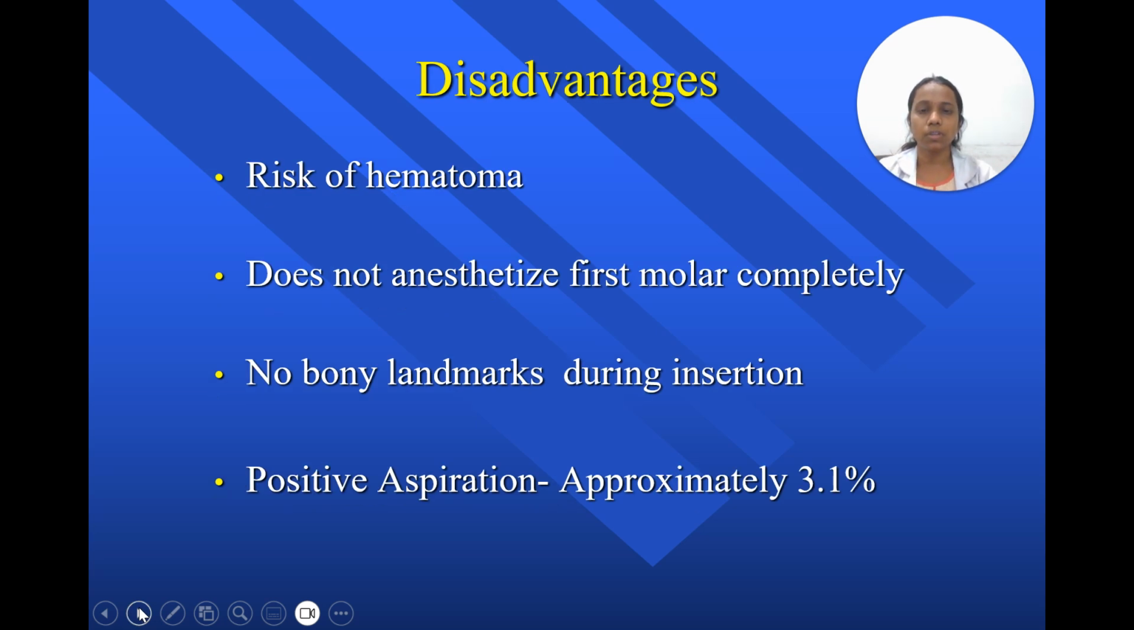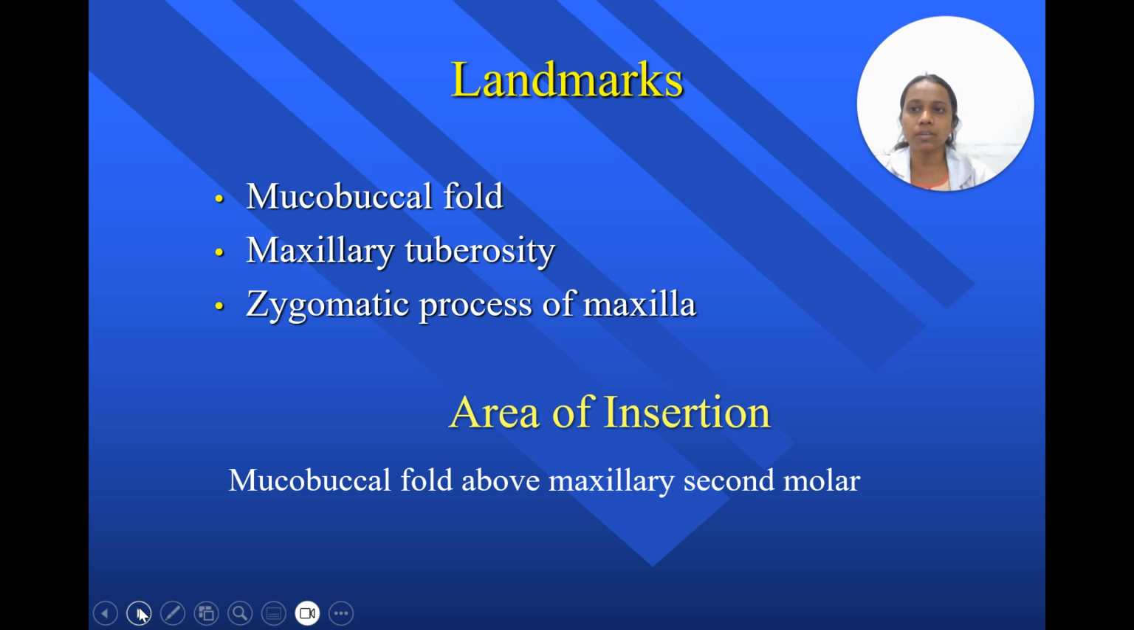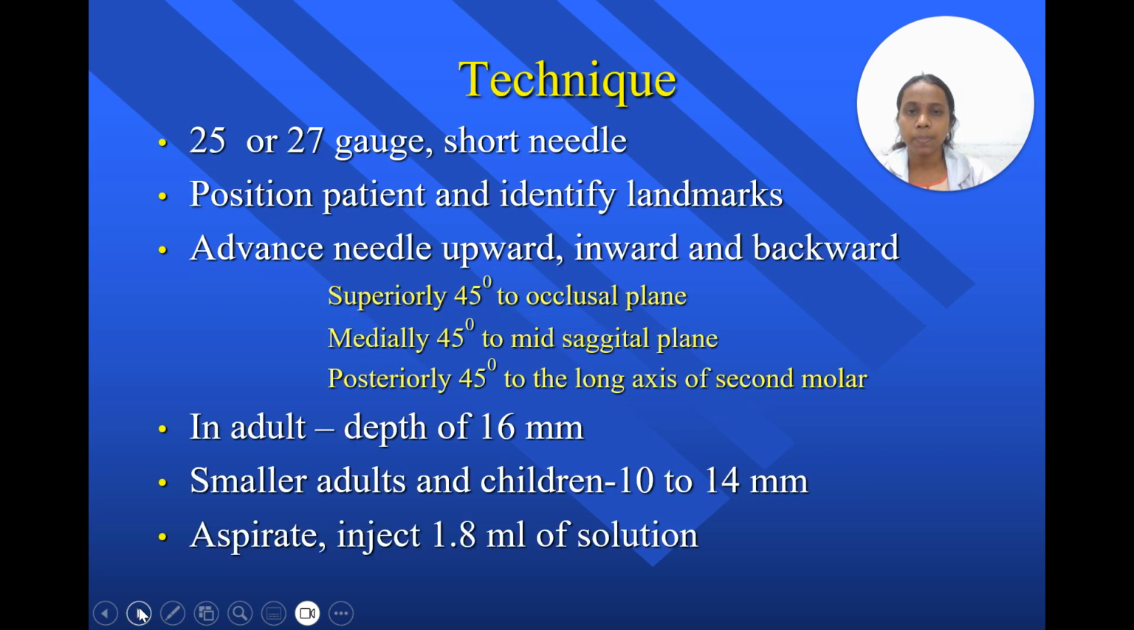Disadvantages: risk of hematoma, it does not anesthetize the first molar completely since the mesiobuccal root is supplied by the middle superior alveolar nerve, and there are no bony landmarks during the insertion. Positive aspiration is approximately 3% or slightly more, because we are going very close to the pterygoid venous plexus and the maxillary artery. Landmarks for giving the posterior superior alveolar nerve block are the mesiobuccal root, maxillary tuberosity, zygomatic process of the maxilla, and the area of needle insertion is the mucobuccal fold opposite the maxillary second molar.